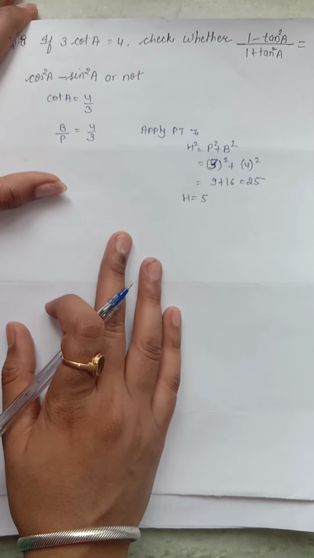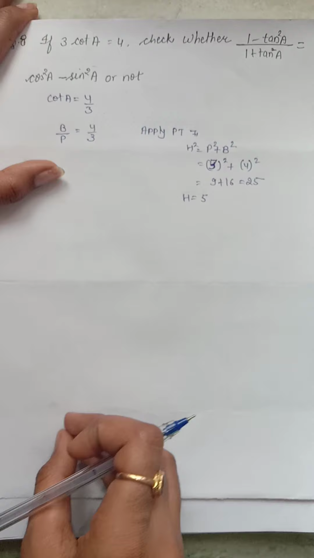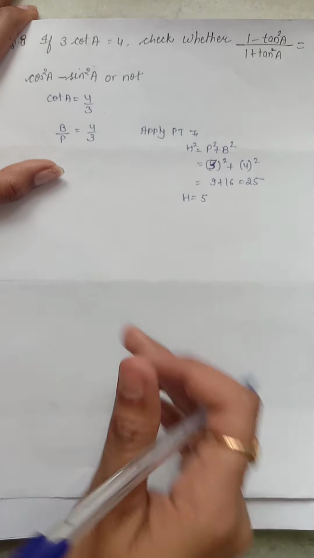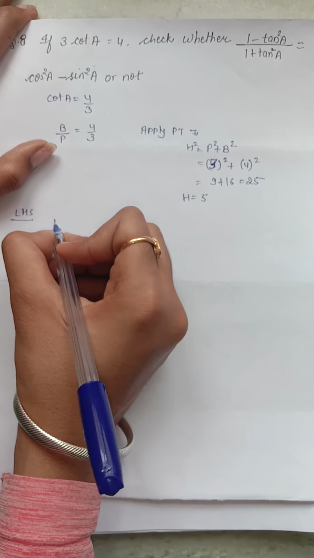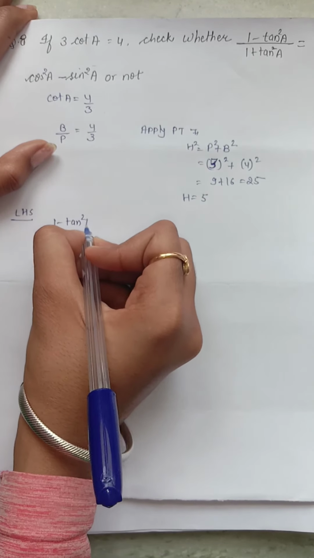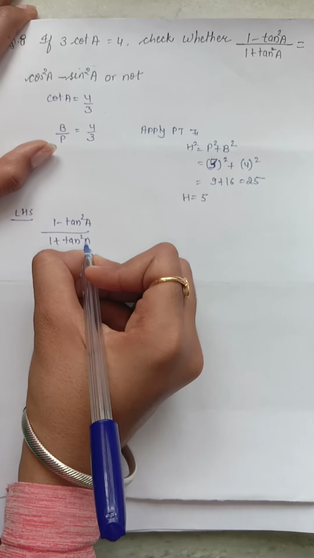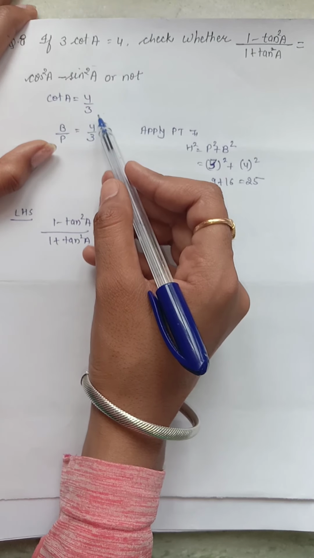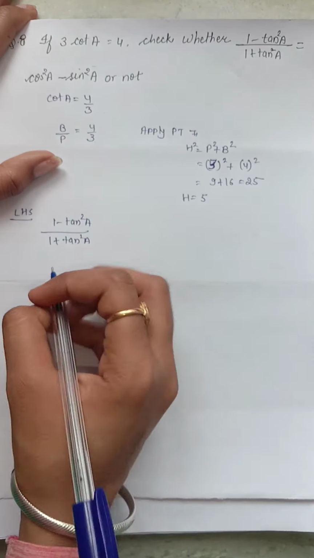Clear? So we have to check it. We will solve left hand side, we will solve right hand side, and say that left hand side is equals to right hand side, and it will be proved. So first of all, take left hand side: 1 minus tan square A upon 1 plus tan square A. You know that the tan is the reciprocal of cot. So the value of tan will be p by b, that means 3 upon 4. So we will apply it.